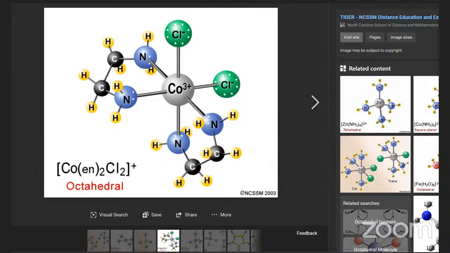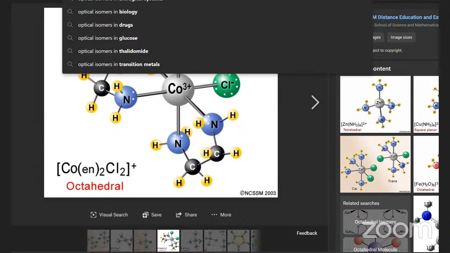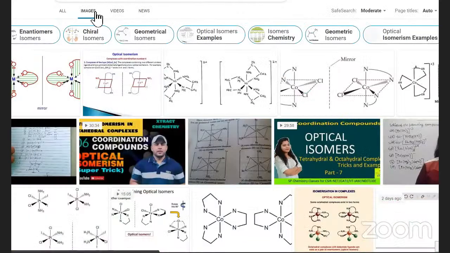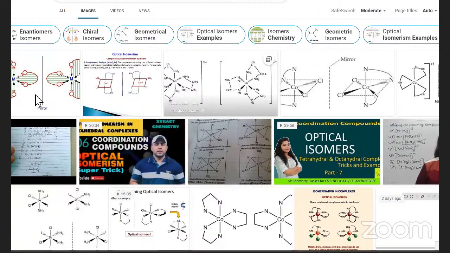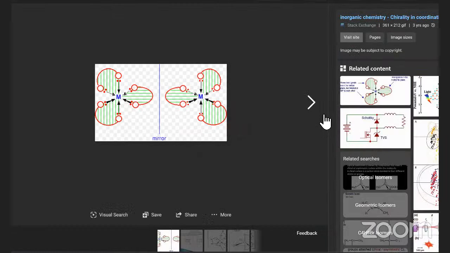Now I'm going to talk about optical isomers. Remember optical isomers in complexes. So let's just Google this. For optical isomers, you just need to know these two. These 2 would be enough. Optical isomers are formed when you've got bidentate ligands. A bidentate ligand is this one.